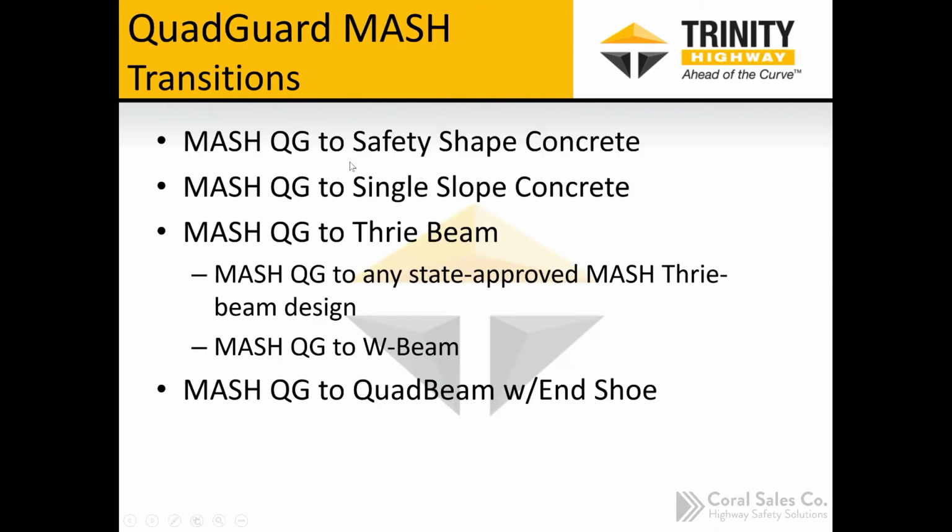So again, I kind of touched on these earlier, but we have the MASH QuadGuard to safety shape concrete barrier transition. Single slope barriers tend to be more common these days, at least in some specific states, Washington and California specifically, I guess. Tri-beam is actually still pretty popular in California. I'm not too sure of many other states around here that use it, but that typically will start a transition into a rigid hazard like a bridge rail. And then we have what we call end shoes to attach to a vertical concrete wall. And I'll show you some examples of those.